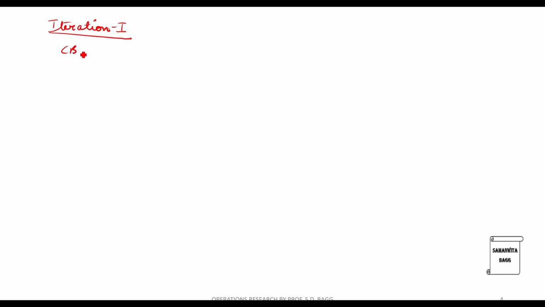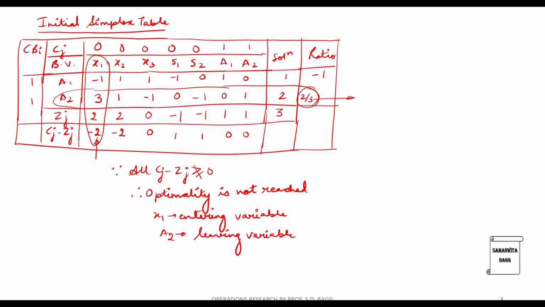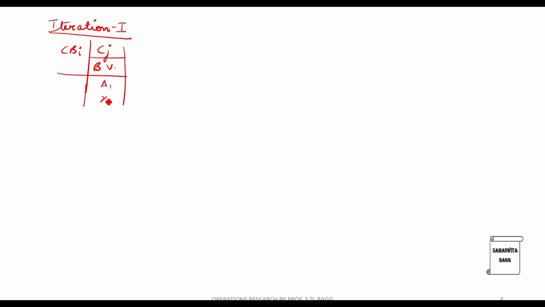This starts with CBI, CJ, basic variable. Here you will write down A1. Instead of A2, you will write X1. Now comes the crucial part of writing the value. This is 1 and the coefficient of X1 in the equation of W is 0. Here I will write down X1, X2, X3, S1, S2 and only A1. A2 has left the solution, so do not write A2.